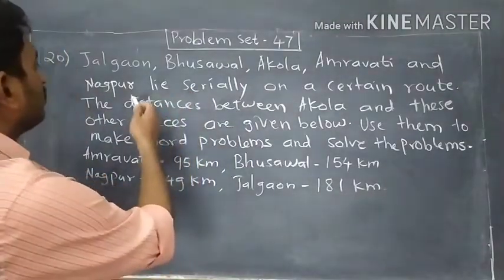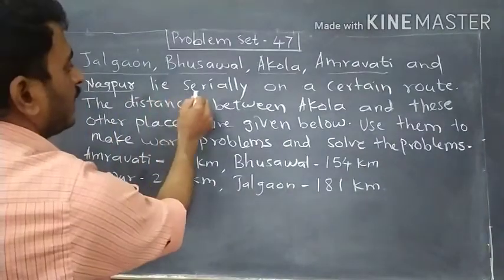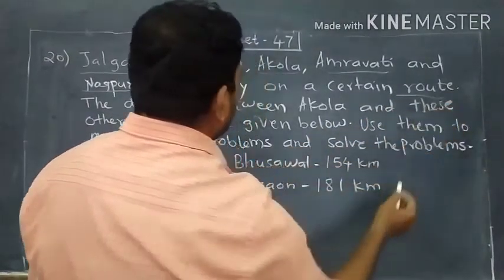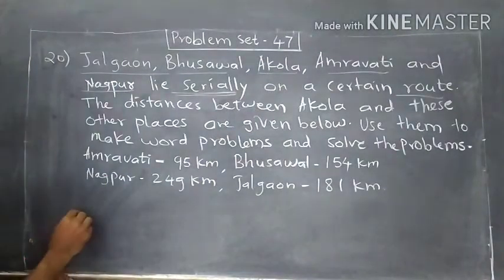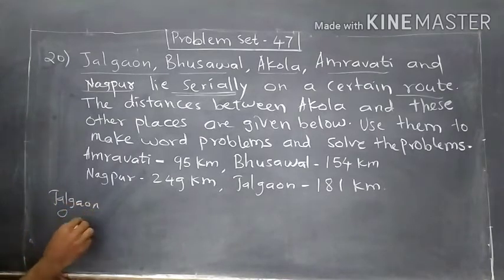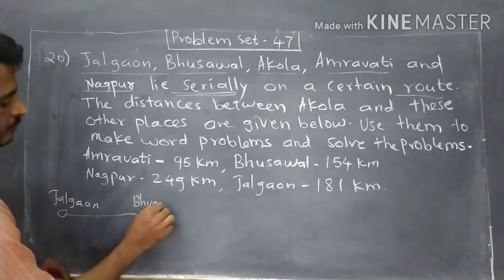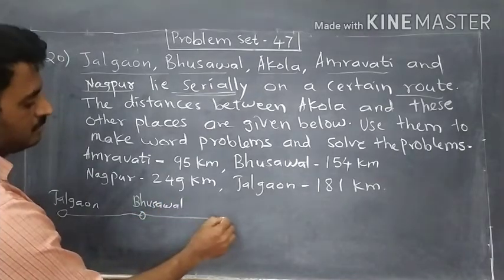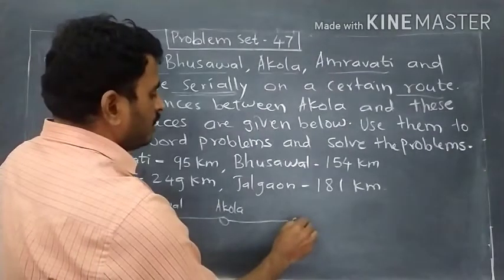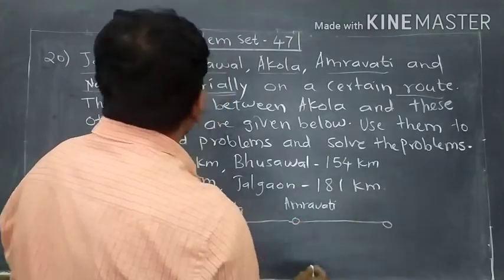Now in the problem you can see Jalgaon, Bhusawal, Akola, Amravati and Nagpur lie serially on a certain route. So in this way we are going to write, suppose here Jalgaon, then suppose this much distance Bhusawal, then Akola, then Amravati, and then last one Nagpur.